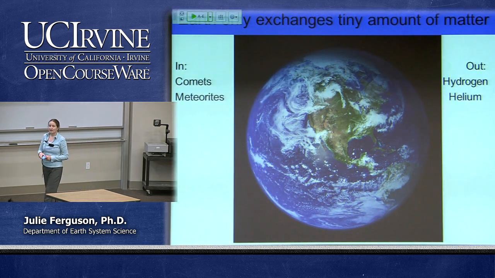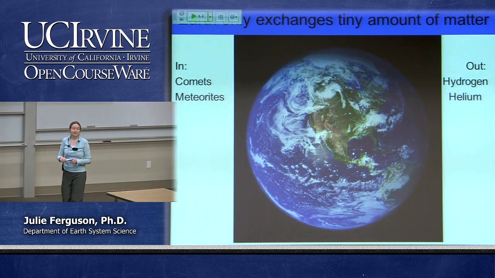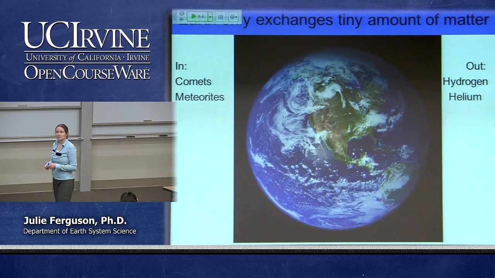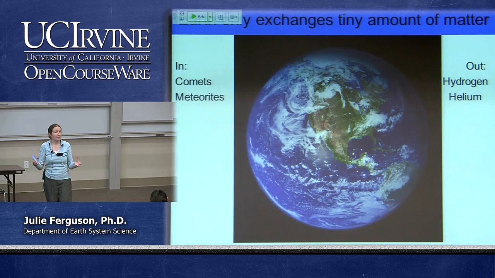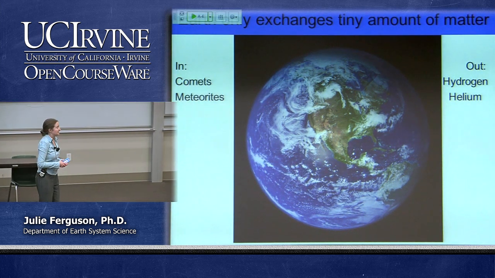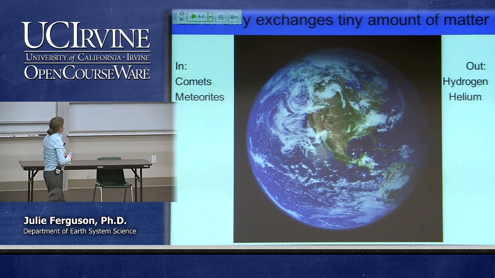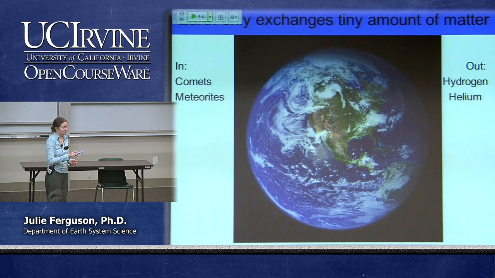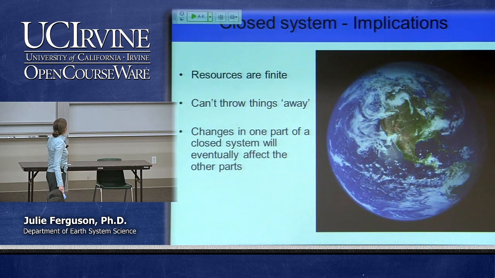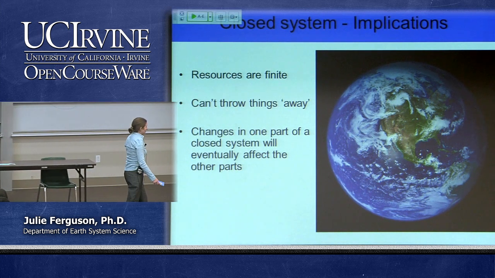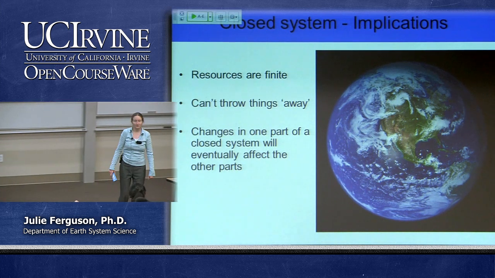And you're right that coming in we have comets and meteorites. And today that's not very much, but actually in the past that was much more important. For the early Earth, it was basically how the Earth formed, by all of these collisions. And out we're losing our satellites, but also hydrogen and helium are drifting away. But it's mostly a closed system. And there are some implications for that, and they're ones that I think are pretty familiar to anyone living in the modern world now.